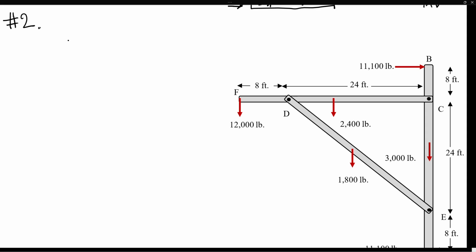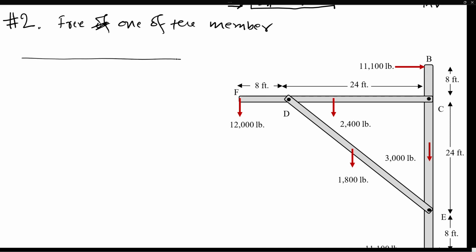What you do to analyze the frame is just free one of the members of the frame. It doesn't matter which one you free, just free one of them. So we get 3 members here: CDF, DE, and also the post member. Let's free that CDF member.